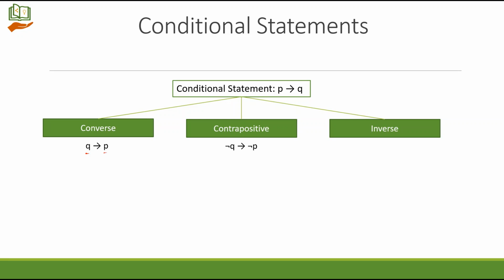What is the contrapositive trying to tell you? If I say, if it is raining today, I will take an umbrella. When I say, if I am not taking an umbrella, it means it is not raining today. Is this giving the meaning of P implies Q? Yes.